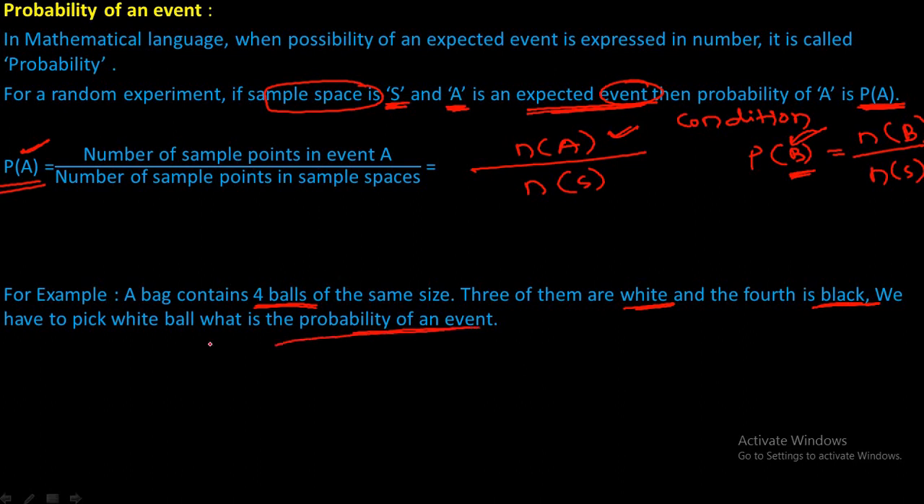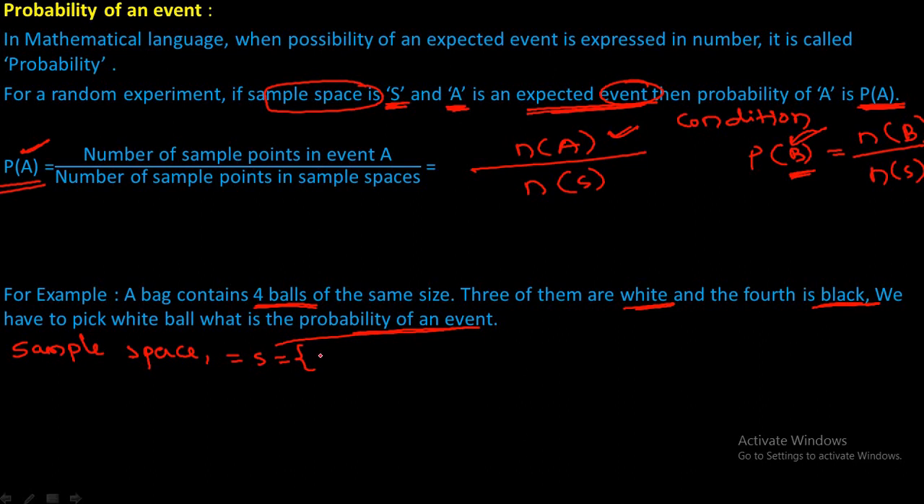First, without the condition, we should write the sample space. There are four balls in total, and you have to pick only one ball. We have to pick a white ball. What is the probability of the event? Since you have to pick a single ball, the sample space is the four balls.